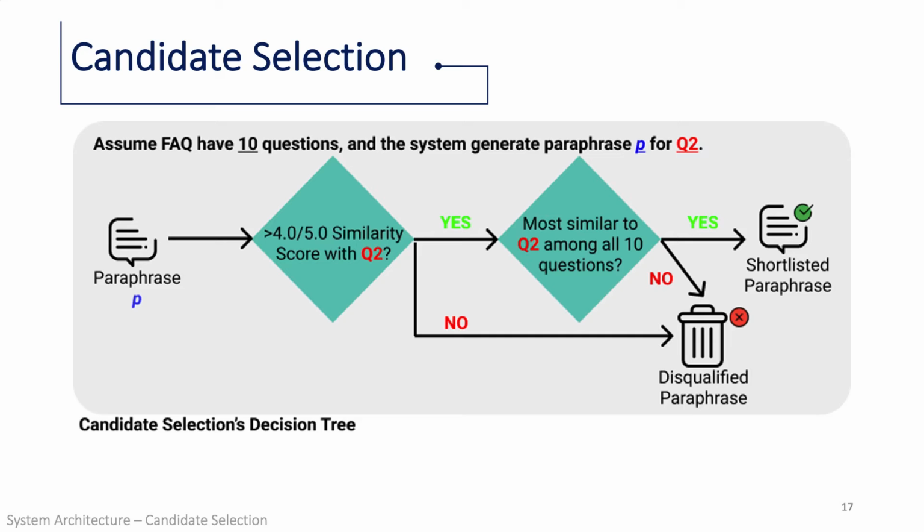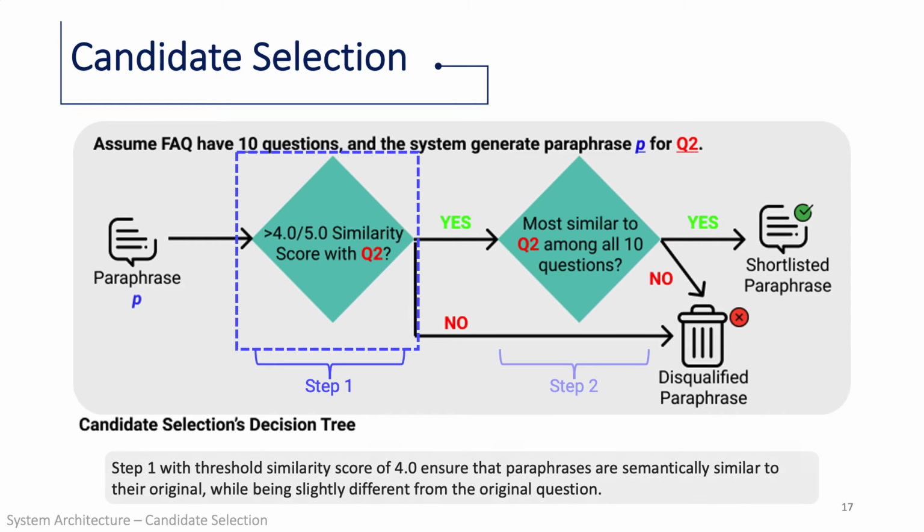After we perform post-processing of the generated paraphrases, we decide which paraphrase to retain using the decision tree shown on the screen. This candidate selection consists of step 1 and step 2. I will start with explaining step 1. In step 1, we accept paraphrase P if it has a similarity score of at least 4.0 when compared to its original question Q2. The threshold similarity score of 4.0 was chosen so that we ensure that paraphrases are semantically similar to their original question while being slightly different from it.